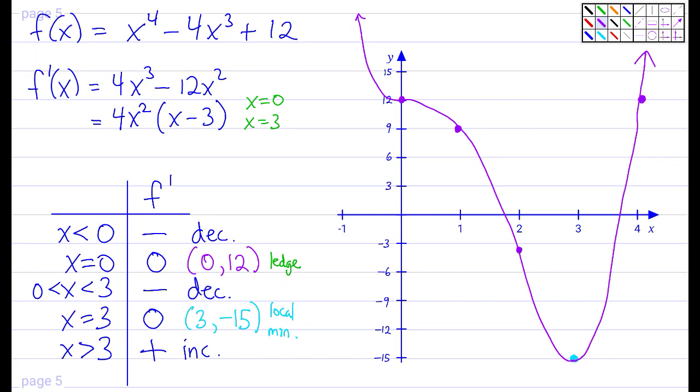But that's the graph. And that was a pretty complicated looking graph. But we only had to plot 1, 2, 3, 4, 5 points, and coupled with our first derivative test table, we were able to figure out what the graph looked like.